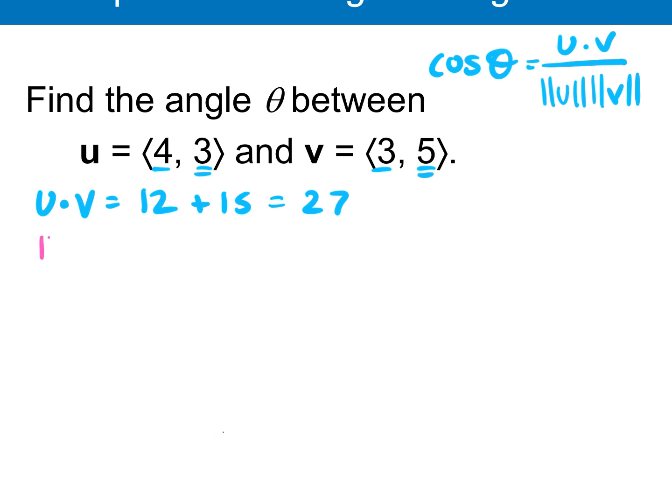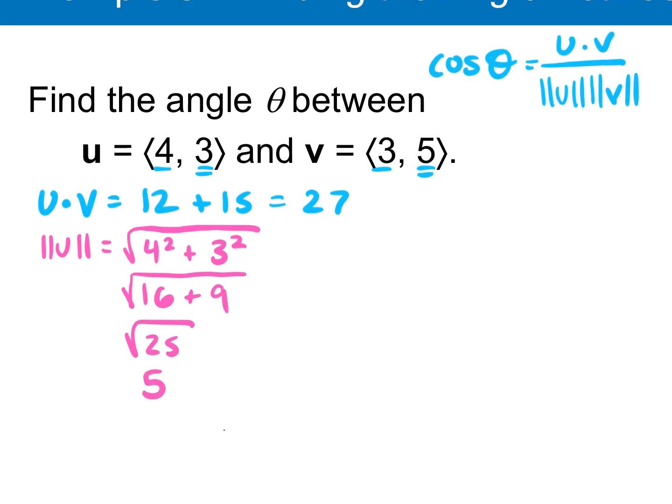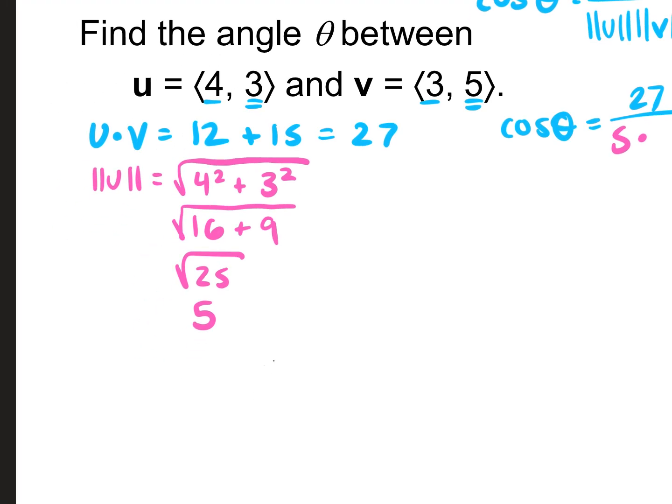Next, let's find the magnitude of u. So the magnitude of u would be the square root of what? 4 squared plus 3 squared. So the square root of 16 plus 9, which would be the square root of 25, which is 5. So I'm going to plug these in so far, but I still have to find the magnitude of v. So I have 27 over 5 times, still got to find the magnitude of v.